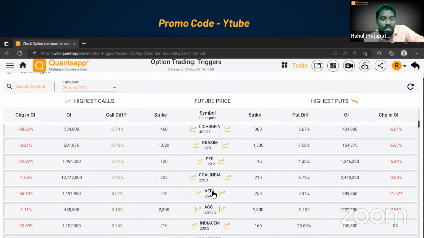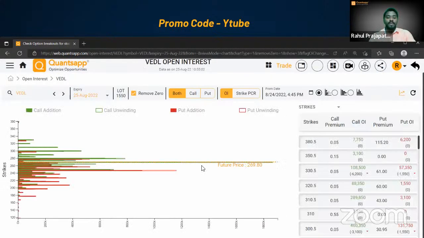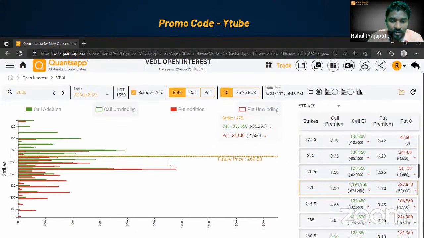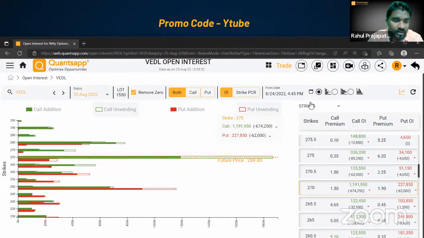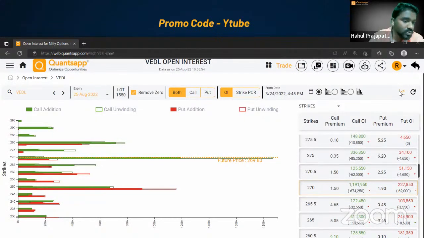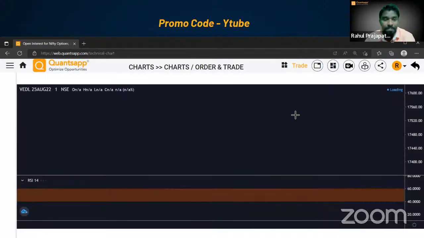So Vedanta could be the next stock. It's trading very near to the highest call option. Let's see, there's 36% unwinding already happening in this. So see that this stock has been unwound. We'll go and check 270.